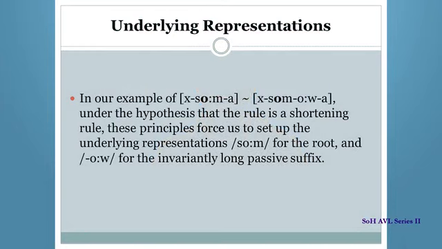In our example, zosomoa, under the hypothesis that the rule is a shortening rule, this principle forces us to set up the underlying representations zoom for the root and o for the invariantly long passive suffix.